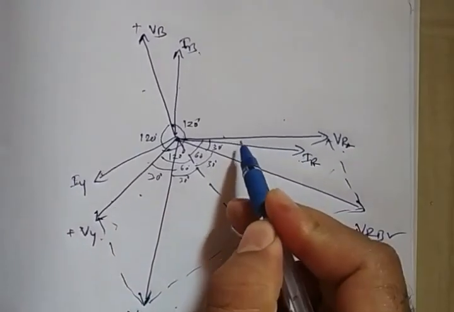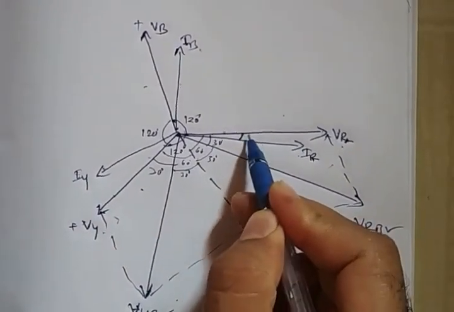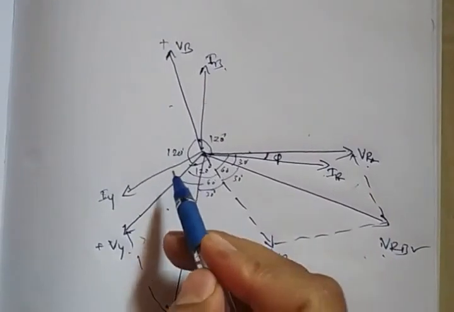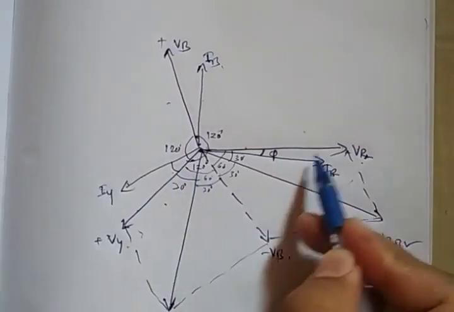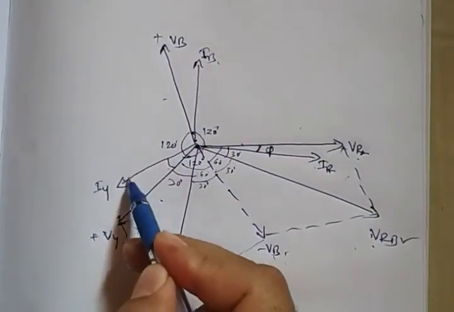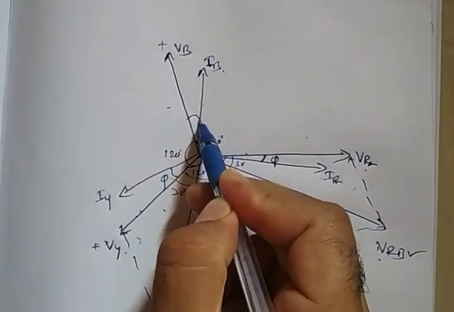Now assume the phase angle between V and I, VR and IR, is phi. Remember I am saying the word assume. VR and IR is phi, VY and IY is phi, VB and IB is phi.